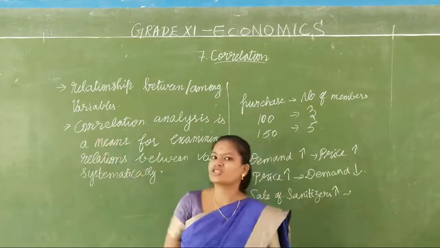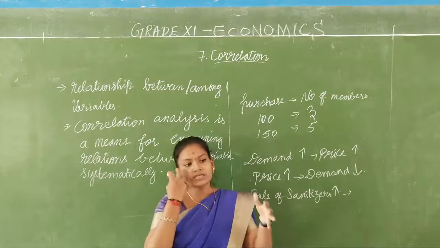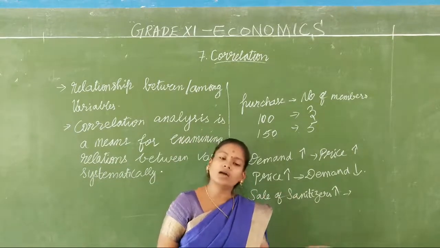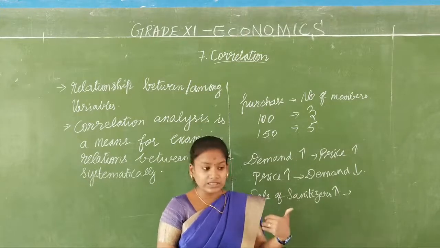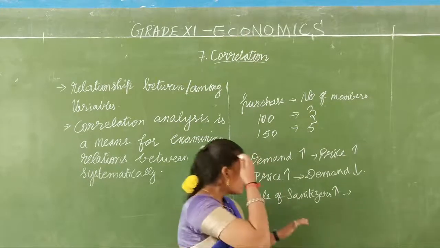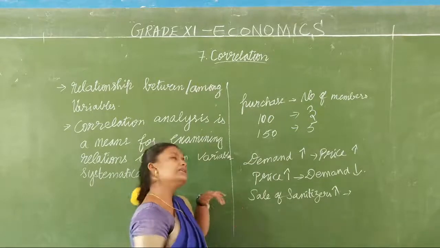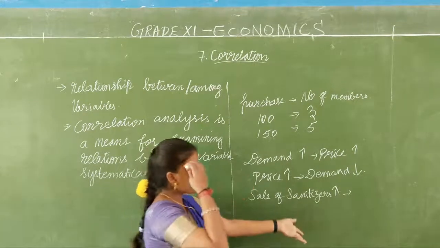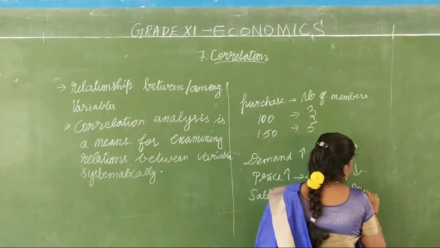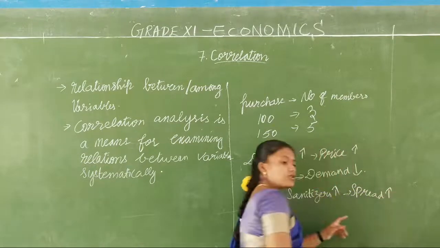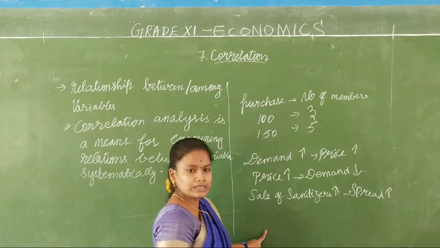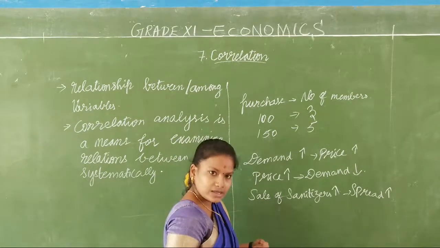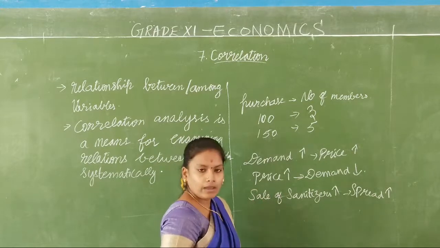Another name for correlation itself is dependence. Sometimes it is causal and sometimes it is not causal, that is, sometimes it has a cause and sometimes it does not. So what happens? The sale of sanitizers increases. We think the spread of this disease has increased, and because of that only the sale of sanitizers has increased. It is not that they have produced more, so we are buying more. That is not the reason. We should not take it in a wrong way.